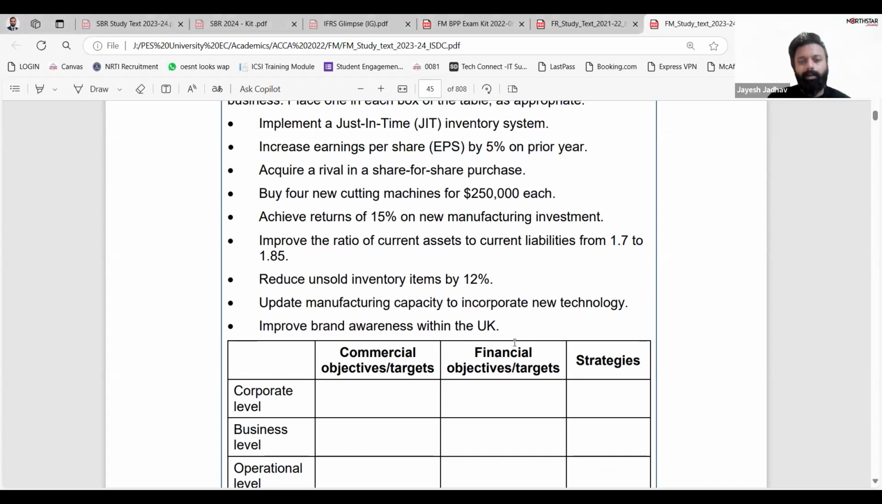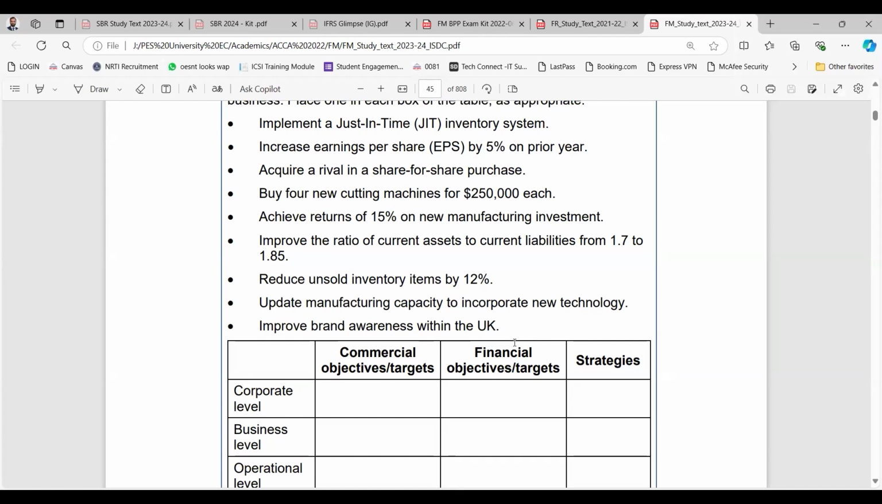Second is acquire a rival in a share-for-share purchase. Some said financial, some said strategy. Acquiring a rival in a share-for-share purchase is a financial objective, I guess. I think it sounds more like a strategy to me. We'll take our partner's view and then expand. But it's for sure corporate level. Employees will not really go ahead and decide; Tata employees will not decide that they will take over a company tomorrow.